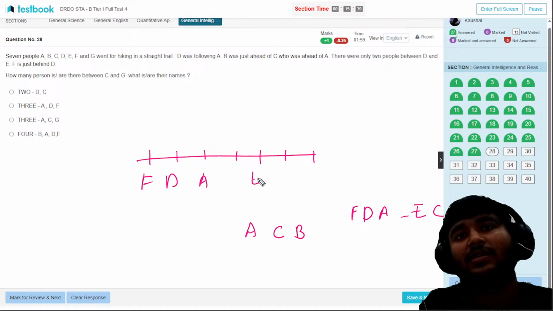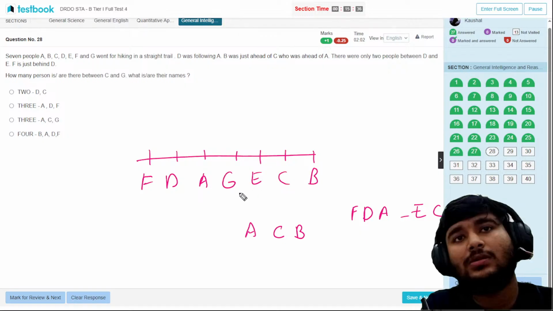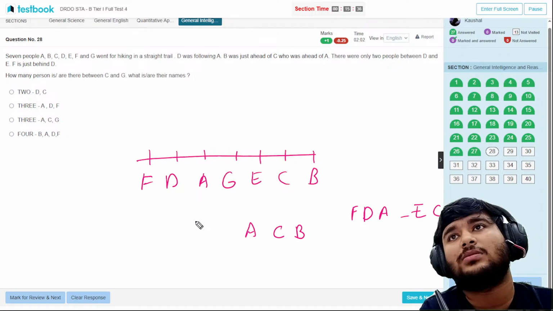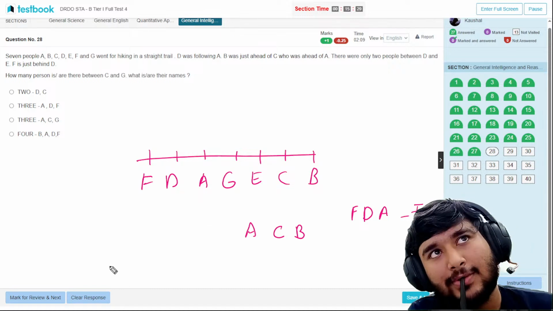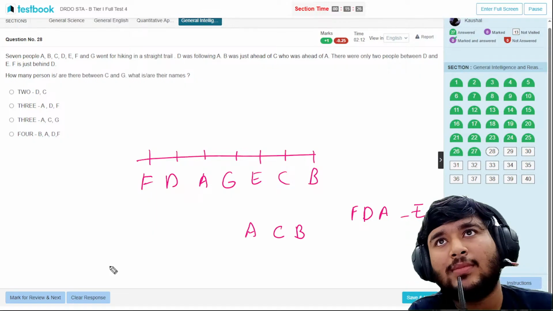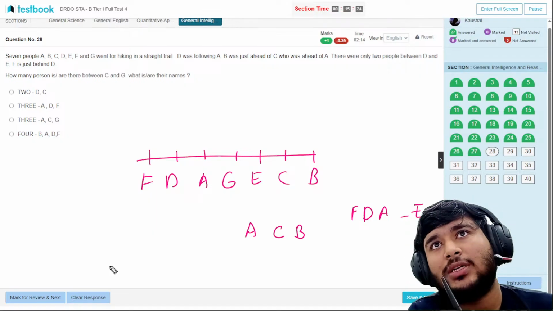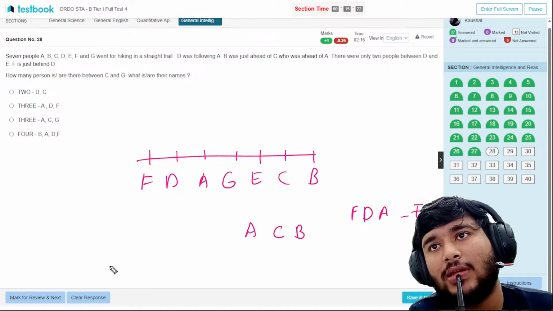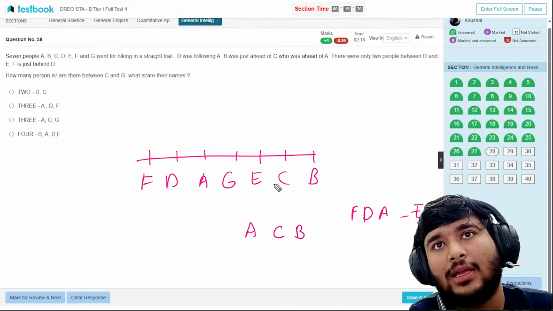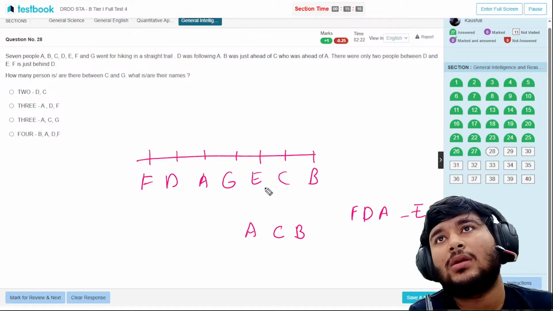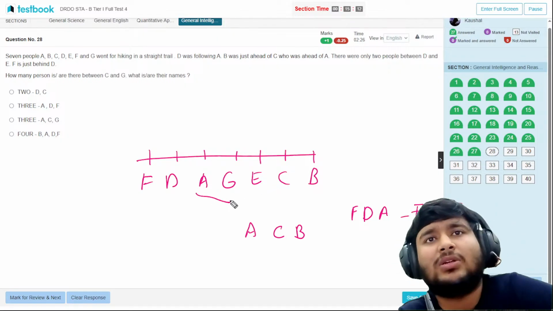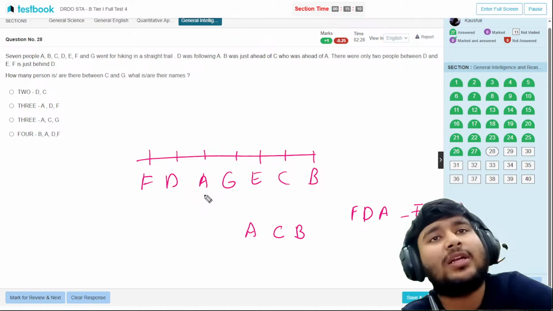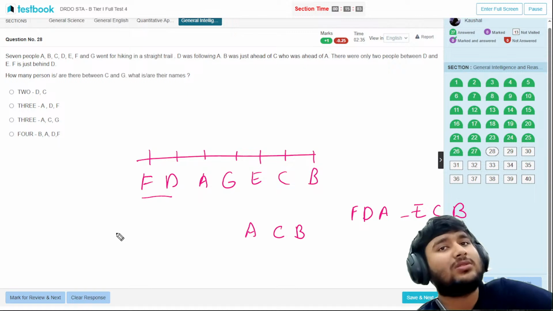FDA, ECP, G. C और G के बीच में सिर्फ E दिख रहा है मुझे तो. C and G. C was just ahead. Who was ahead of A? C ahead है A की. There were only 2 between D and E. D और E के बीच में 2 है. F is just behind D. How many people are between C and G? And what are their names?